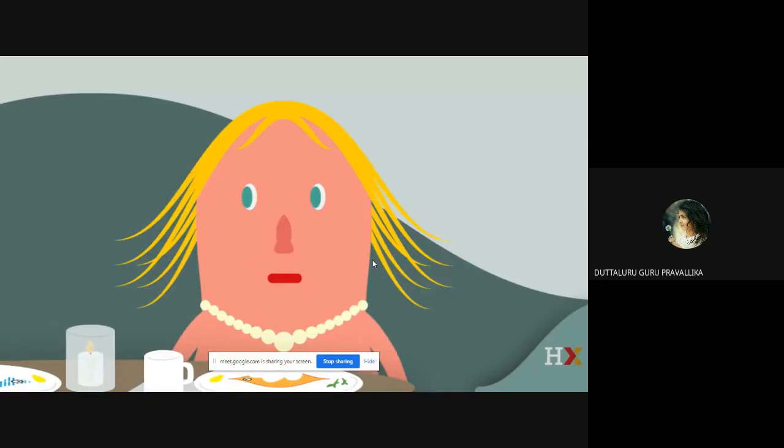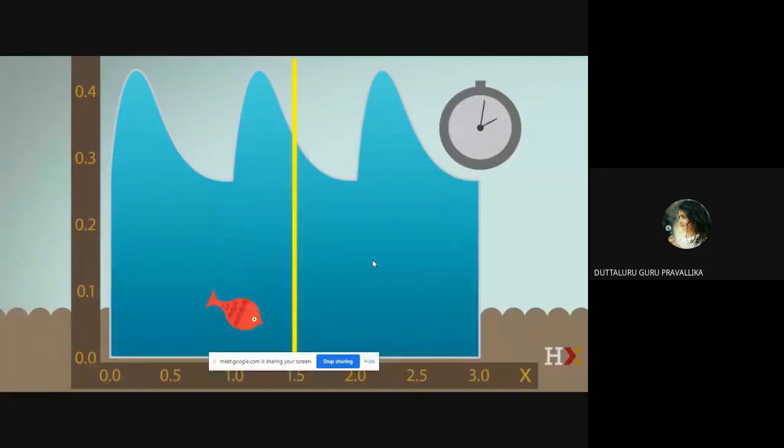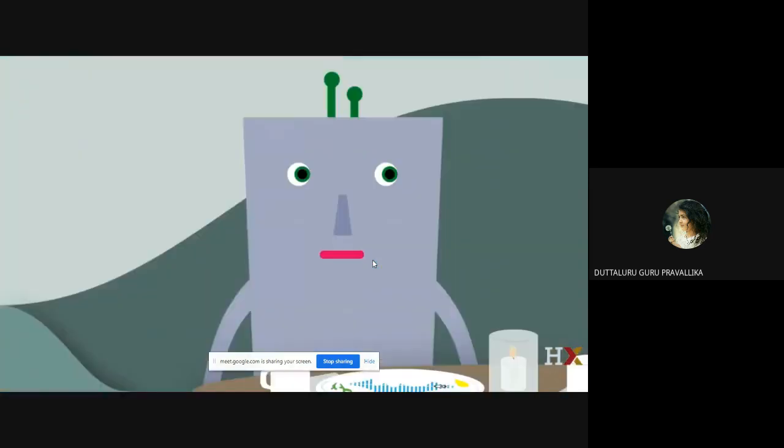Ancient Statland philosophers were puzzled about how that could be possible. How can Randy pass by infinitely many intermediate points in a finite amount of time? Anyway, if we observe Randy over a long time interval, it is very likely that Randy will visit x equals 1.5 at least once. But here we are checking on Randy at one time point. So, the probability is 0 that Randy is exactly at 1.5 at that one time point.